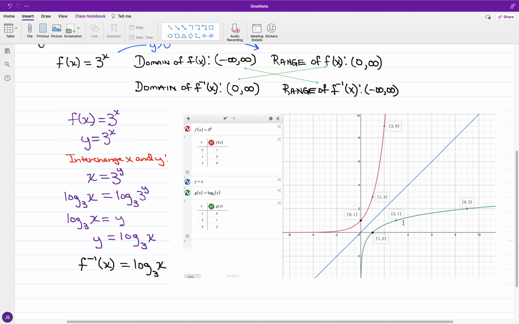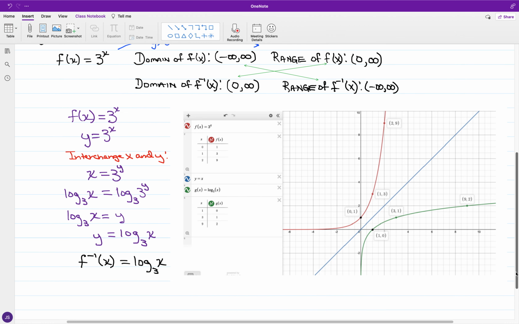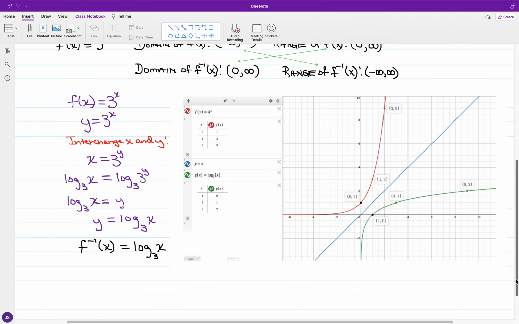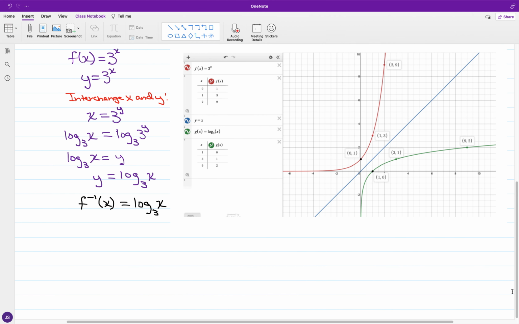And you're going to have in green what is going to be this base 3 logarithmic curve. And again, both graphs will mirror each other about the line y is equal to x. So this is a sketch of what we have in the case of this one-to-one function and its inverse.